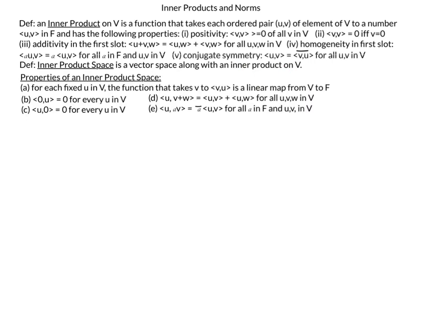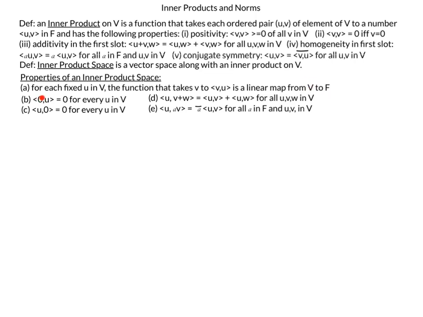And now that we have an inner product space, we have properties for the inner product space, which very much look similar to the properties of an inner product. The first property is for every fixed u in the vector space V, the function that takes the vector v to the inner product of v with u is a linear map from V to F.